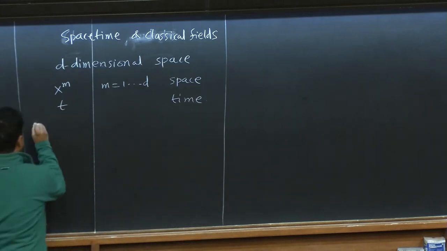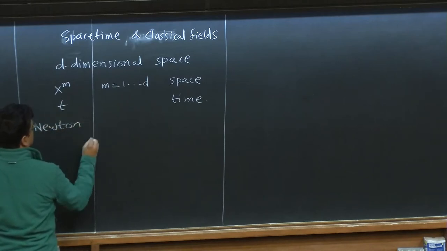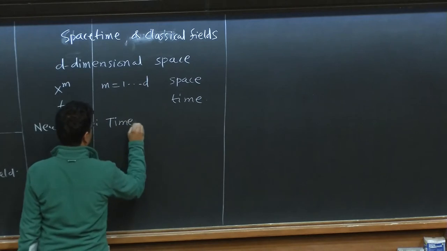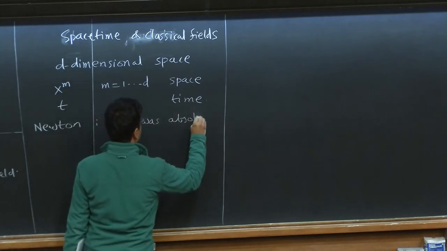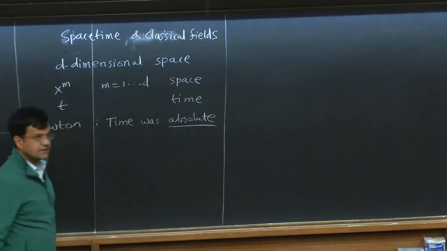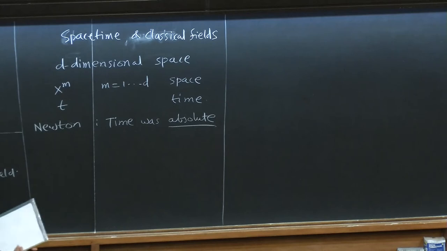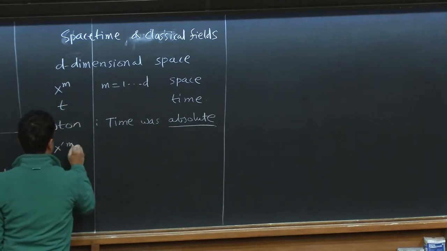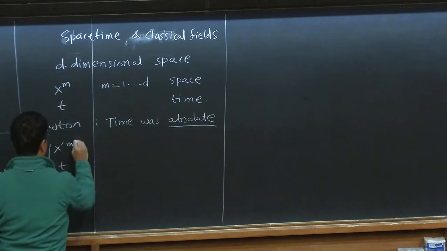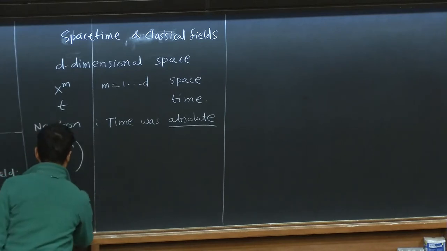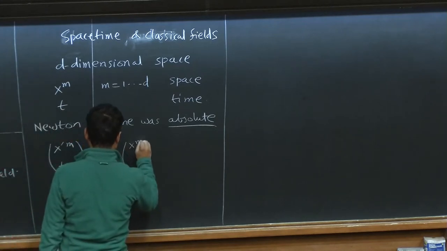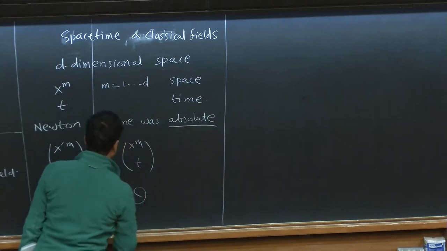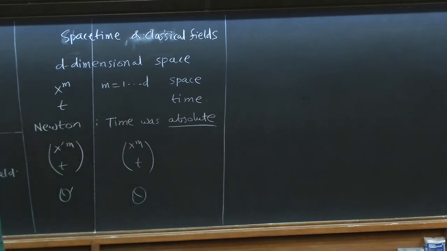And at Newton's time, time was absolute. What that means is that observers in relative motion record the same time. So my time and the time of the person who is in a train is the same. If I have two observers using two different coordinate frames, then you will have x^m prime, but the time will always be the same. If I have an observer O prime, an observer O, only the space coordinate was changing and the time was absolute.